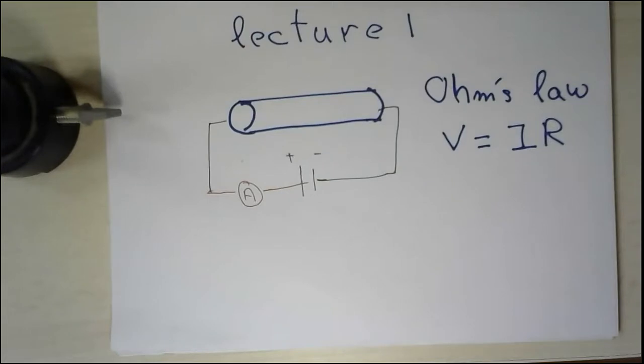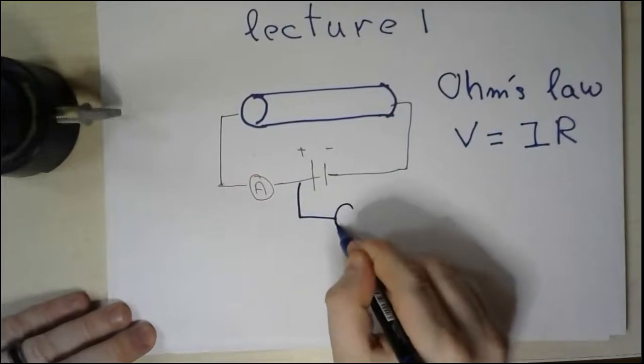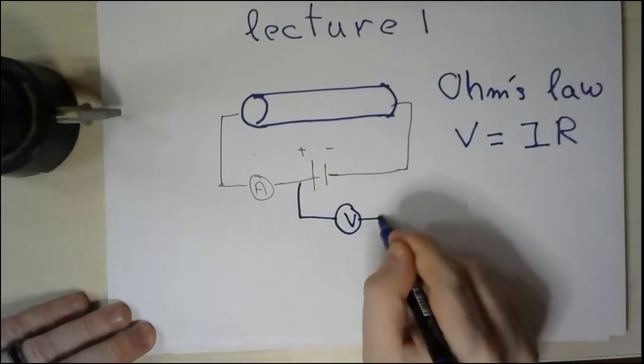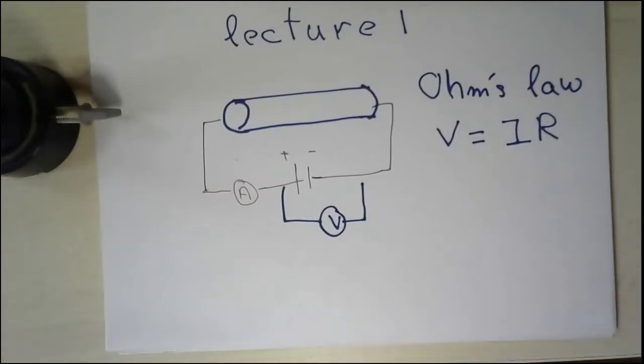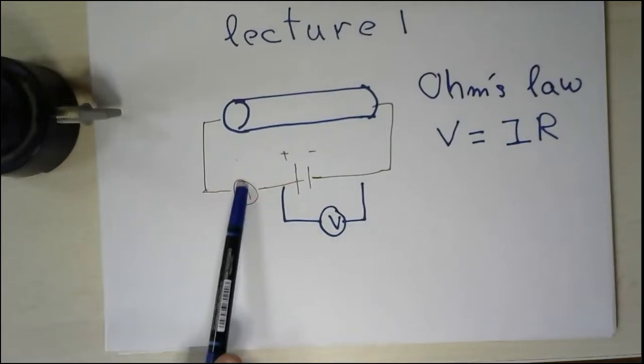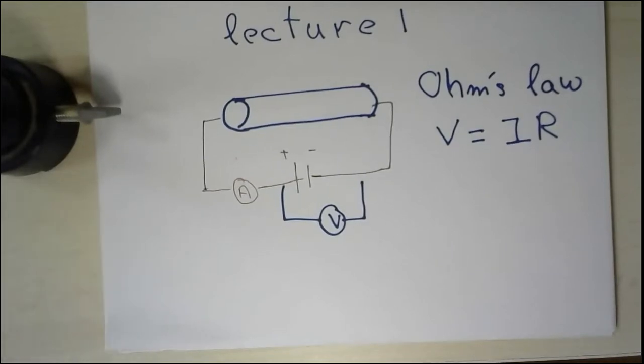And also, we can connect in parallel a voltmeter to measure the voltage. So, by doing this very simple experiment, you can measure the current and the voltage of this bar. And now you can calculate the resistance. You know the V and the I, direct substitution in the equation, and you can calculate R.